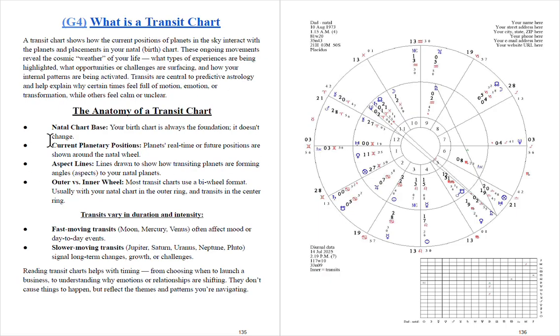So let's read a little bit about the anatomy of a transit. Natal chart base: your chart is always the foundation. It doesn't change. Every transit chart begins with the natal chart itself as a fixed foundation. The birth chart never changes when it comes to this part of the interpretation. It represents your permanent personality structure and life blueprint. Transits don't alter your natal chart. They temporarily activate specific parts of it. Understanding the transit always requires knowing what is being activated in the chart itself.